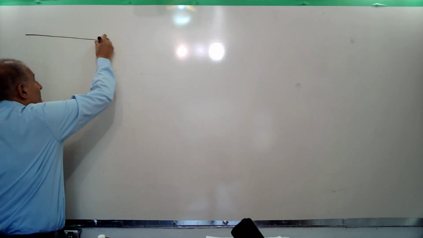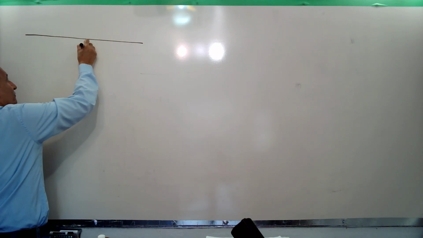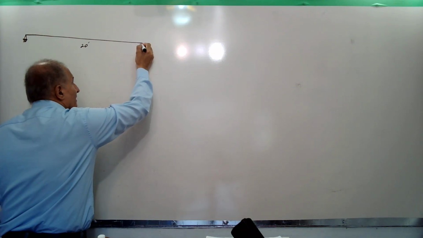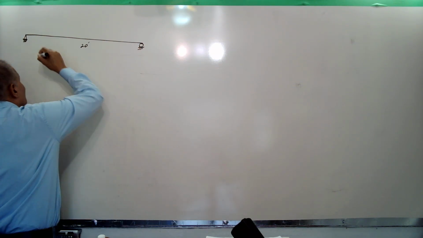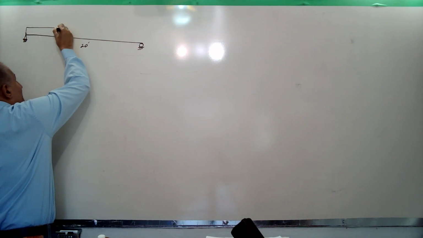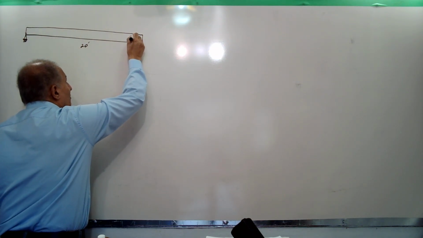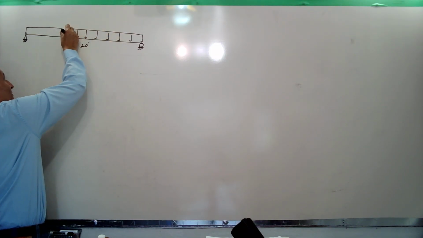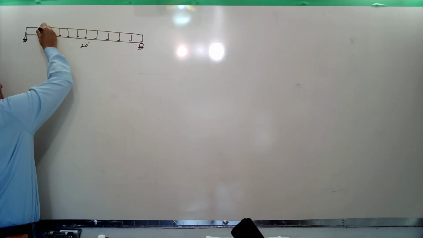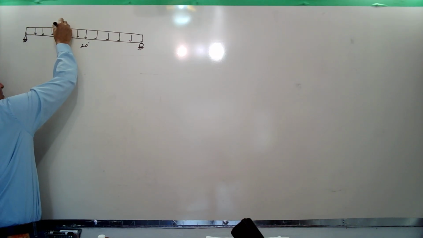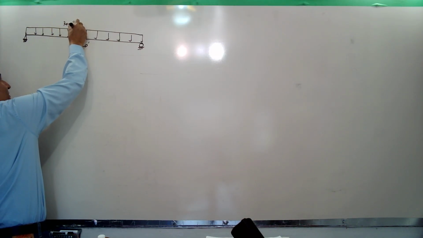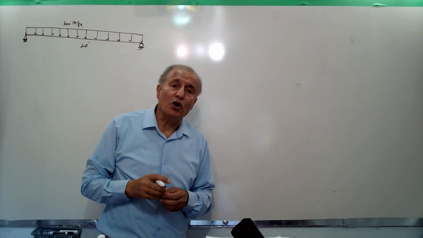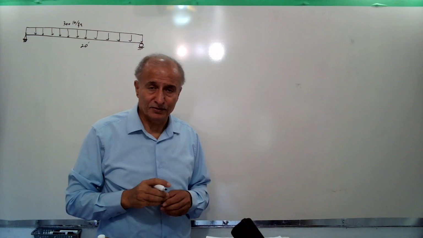The beam is 20 feet in length, and here is a pin connection, and here is a roller connection, and the force that is applied is a uniform distributed load. The intensity or density of this force is 300 pounds per foot. We want to show you how to draw the shear force diagram here.